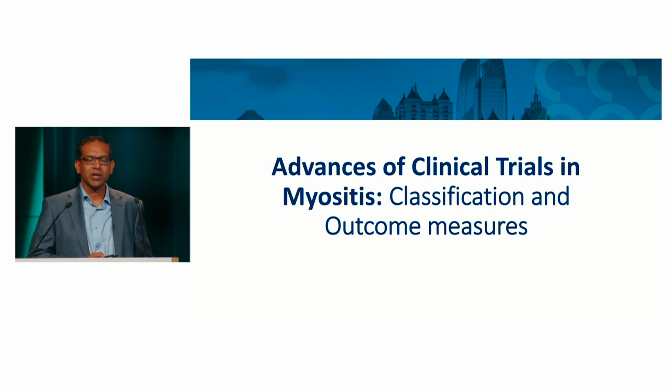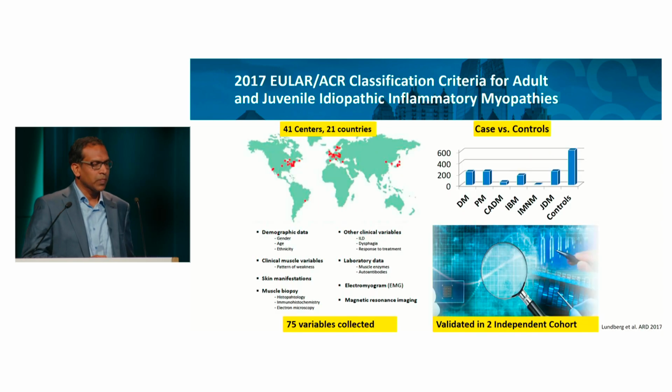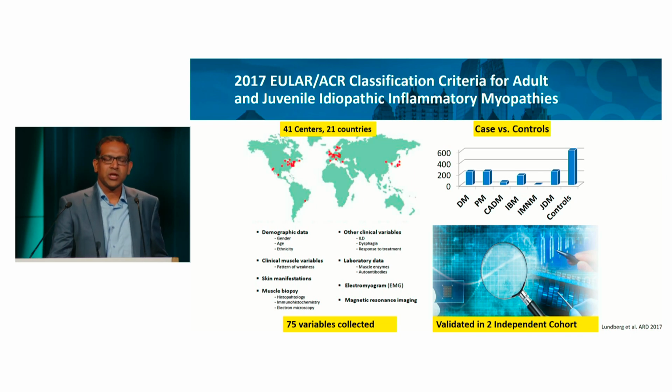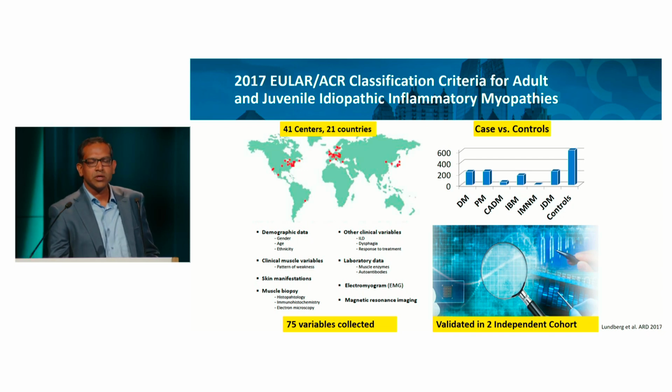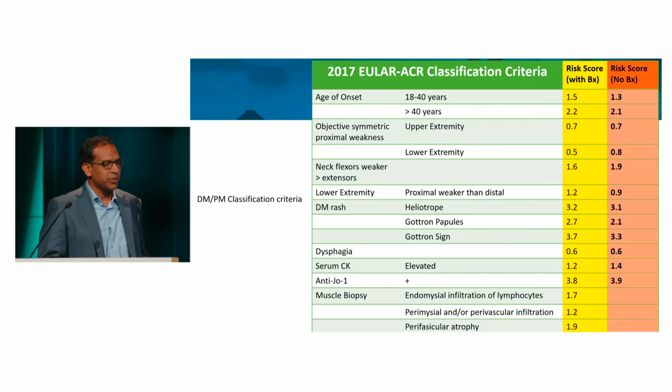So now, going into some of the advances we have made in the last 2 decades in clinical trials in myositis, some of the classification and outcome measures issues. First of all, I want to thank Dr. Ingrid Lundberg from Sweden because she came up with a big group of neurologists, rheumatologists, dermatologists to develop this 2017 EULAR and ACR approved classification criteria for adult and juvenile idiopathic inflammatory myopathies. If you see, they took about 41 centers in 21 countries with thousands of cases and controls with many, many variable studies and then validated in 2 independent cohorts to develop this classification criteria.